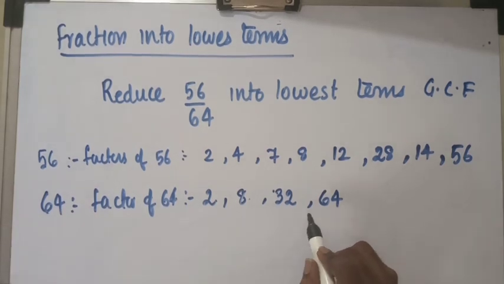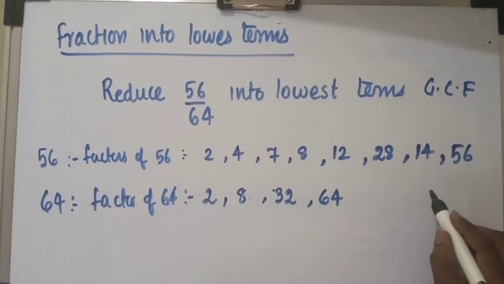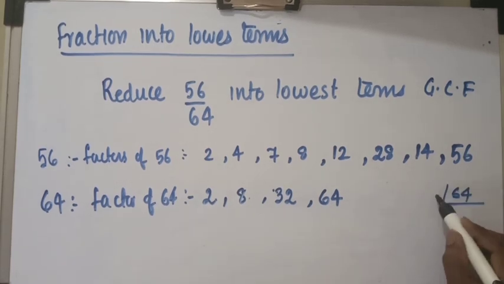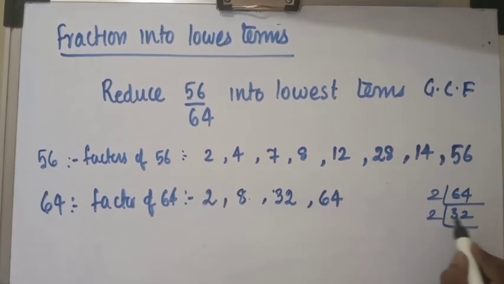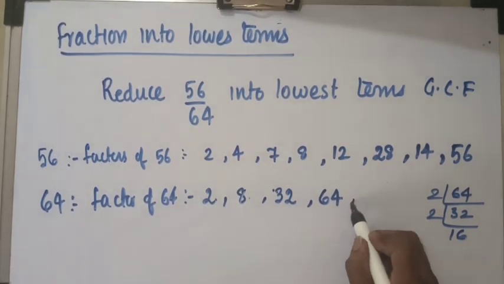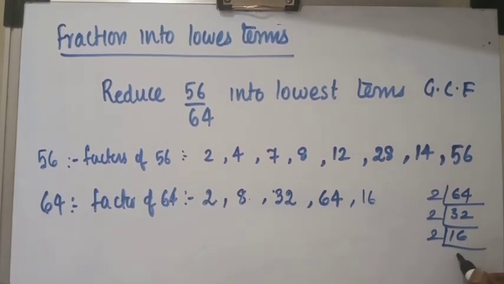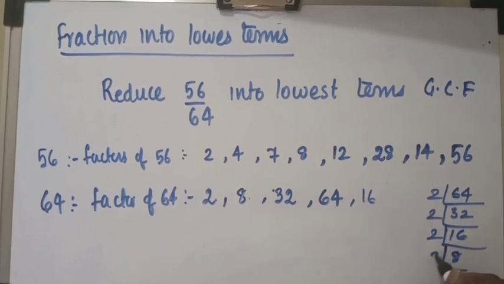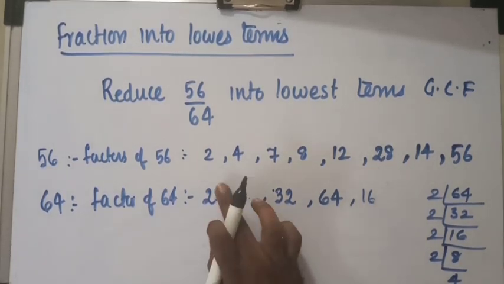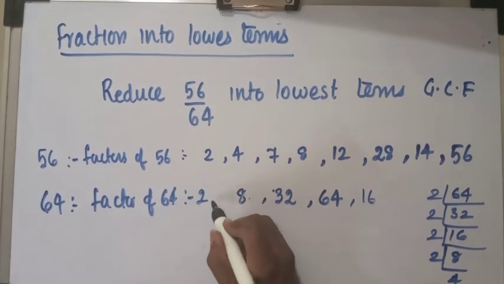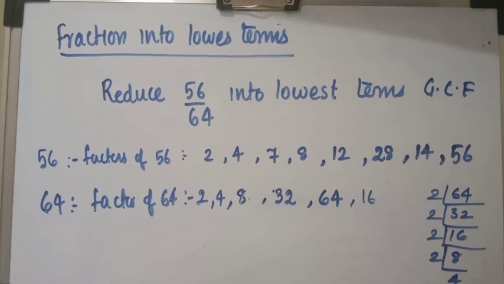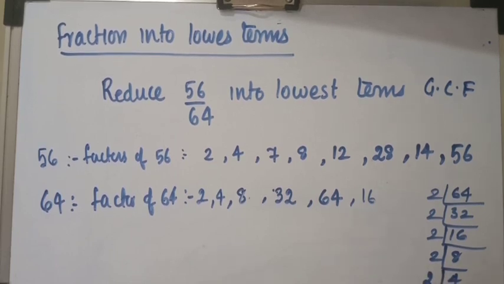So children, if you have a close look at this, to find the factors you can divide 64 like this. 2 3s are 6, 2 2s are 4, 2 1s are 2, 2 6s are 12. That means it goes in the table of 16 also. Then 2 8s are 16, so it goes in the table of 4 also. Then it goes in the table of 2, which I've already written. So these are the factors of 64.